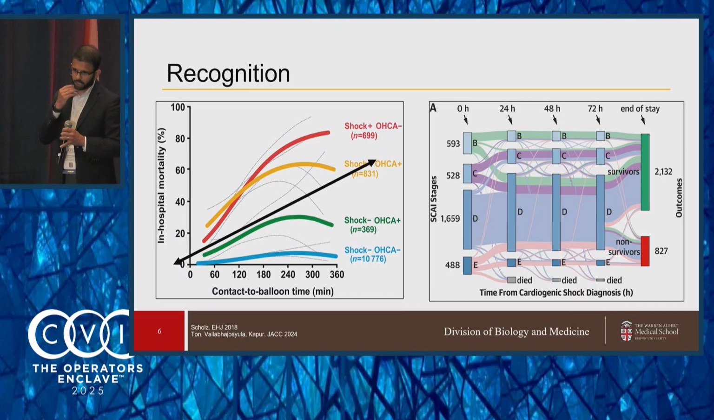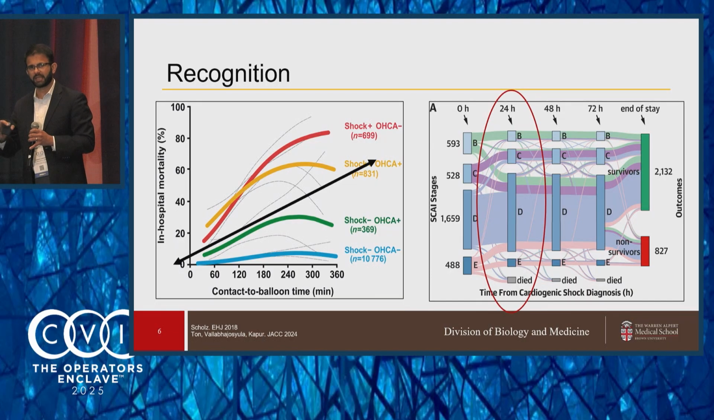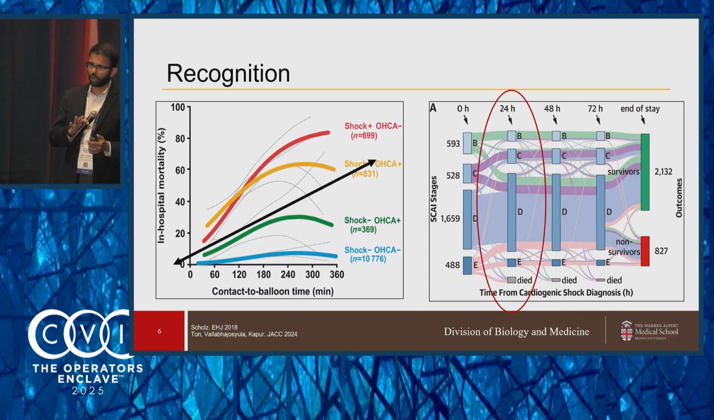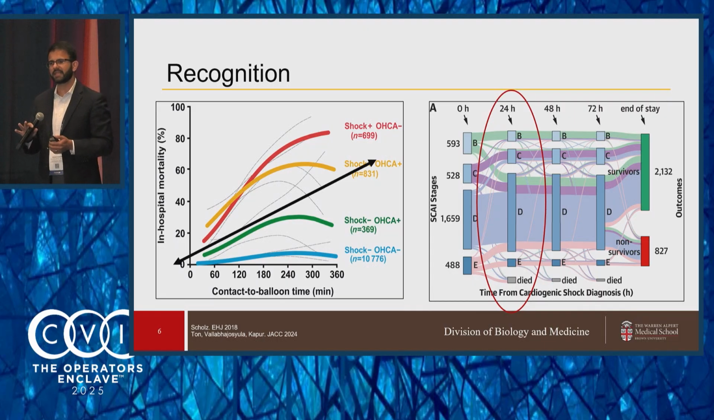These are data from the shock working group where we looked at stages of shock and how they change over time. And as you can see, the largest movement is in the first 24 hours, where patients often morph into a different stage, and that stage at 24 hours, or the golden day of shock, determines their trajectory in the remainder of their hospitalization.